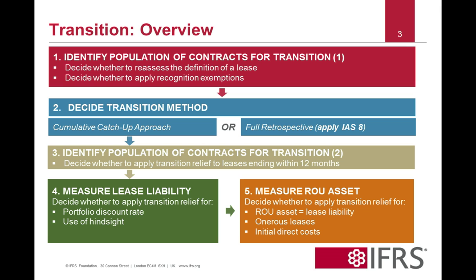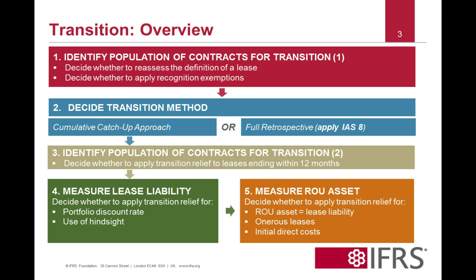Second, it needs to decide which of the two transition methods it will apply. One of these methods is a full retrospective approach in accordance with the normal transition requirements in IAS 8. The alternative is the cumulative catch-up approach, under which a lessee does not restate its comparative information and can also choose to apply a number of other transition reliefs on initial adoption of the new standard.